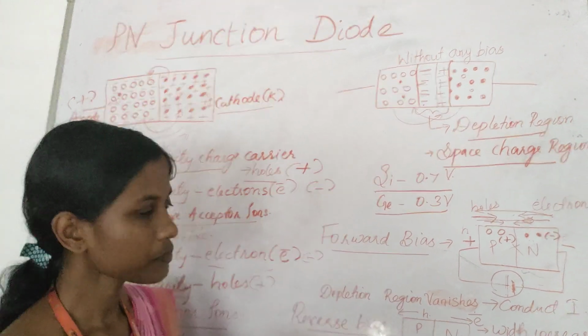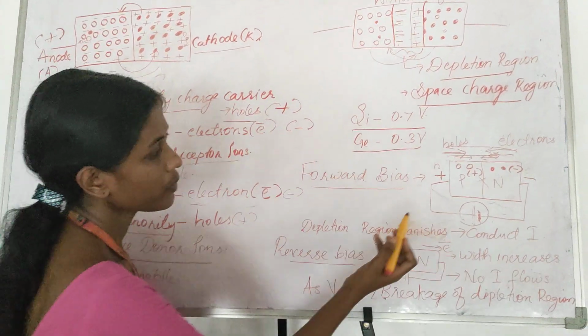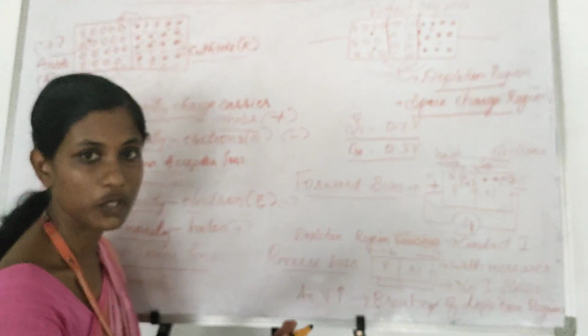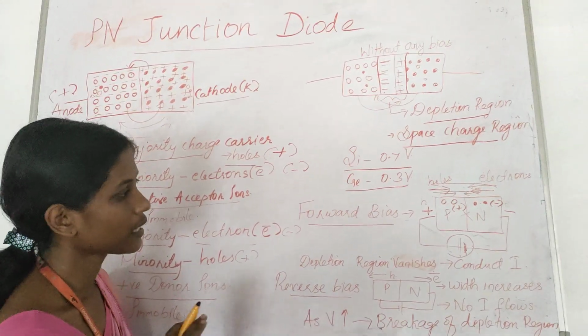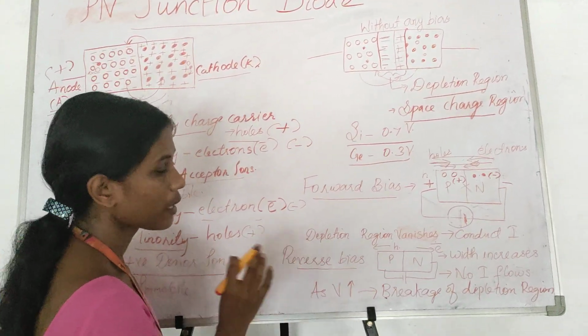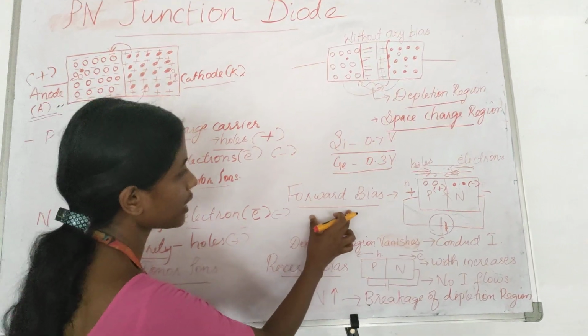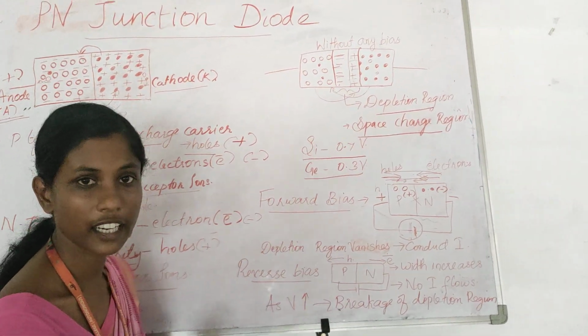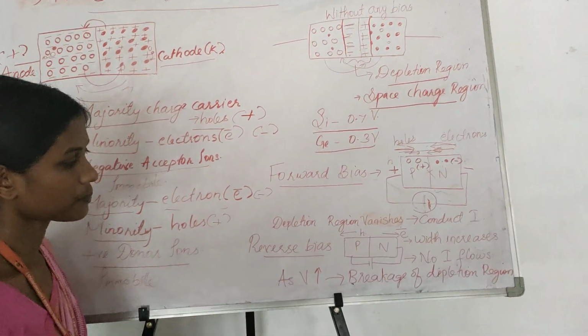The flow of current will be from the P region to the N region. That is the same as the direction of holes and opposite to the direction of electrons. That is about forward bias. The key point is that during forward bias, the depletion region width decreases and it conducts current. Next is reverse bias.